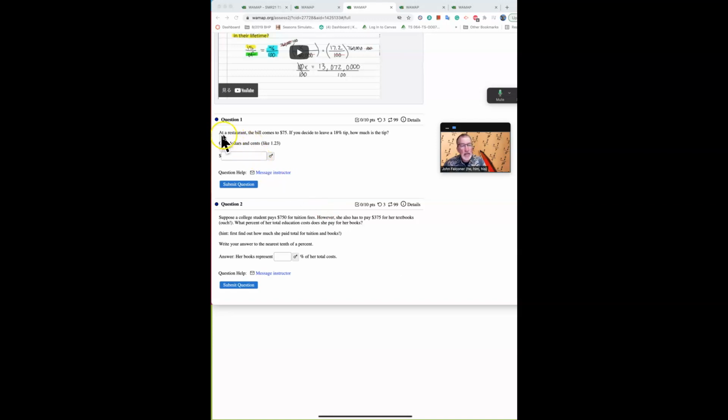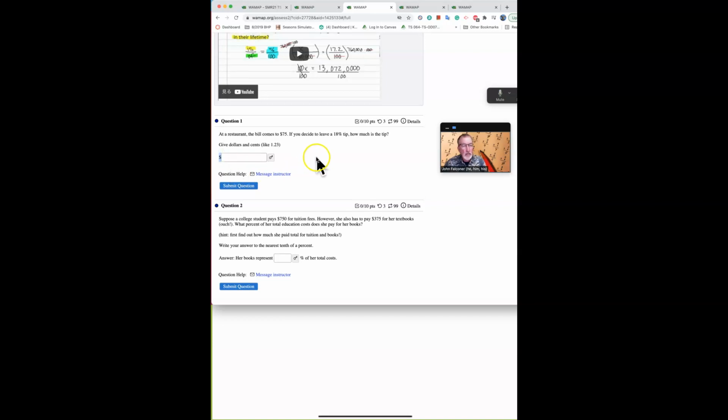Question number 1: at a restaurant, the bill comes to $75. If you decide to leave an 18% tip, how much is the tip? They want the answer in dollars and cents, so as a decimal, but no dollar sign because the dollar sign's already here.